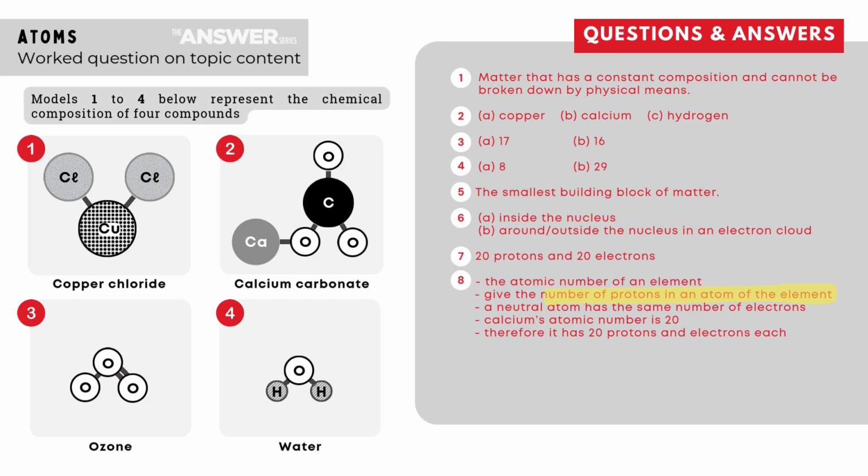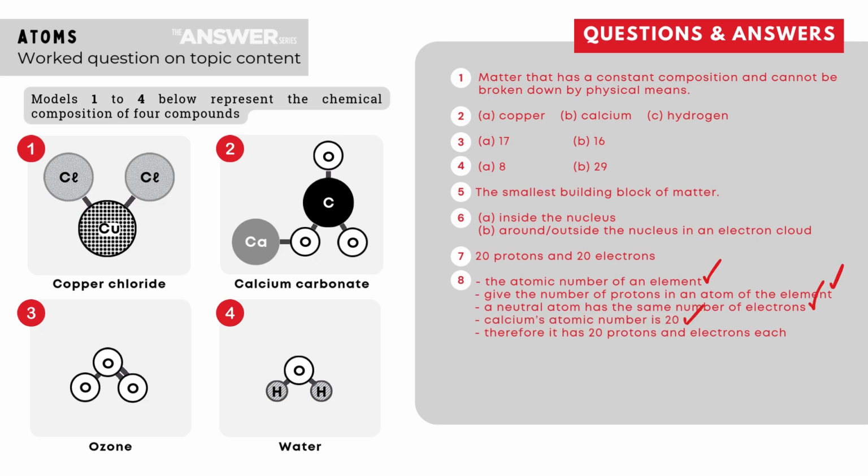Then you get a third mark for saying that when the atom is neutral, it will also have the same number of electrons. And now you need to make this applicable to calcium, because the question asked you, how did you determine this for calcium? So that means calcium's atomic number is 20, and therefore you will have 20 protons and 20 electrons.